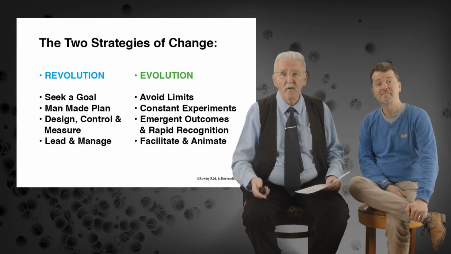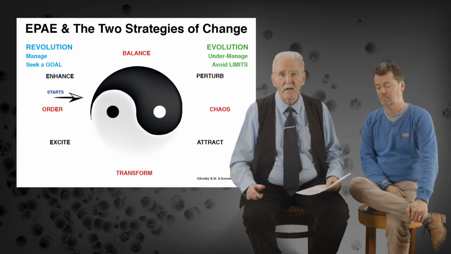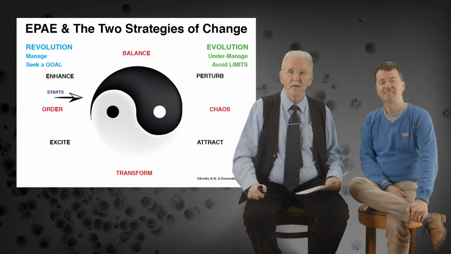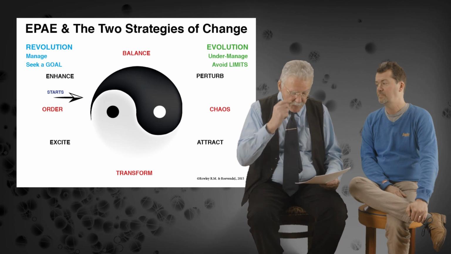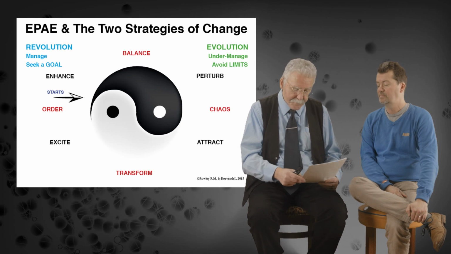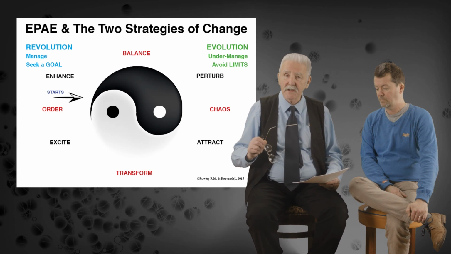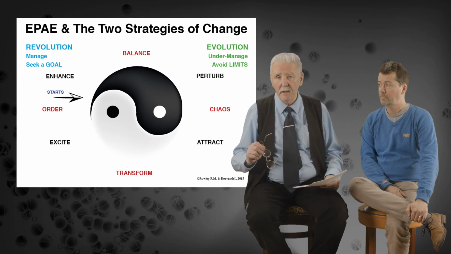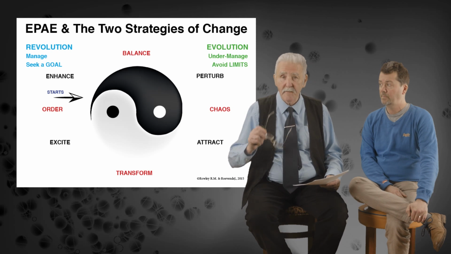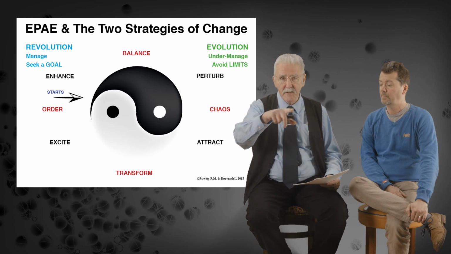Okay, so revolution, evolution, how do they fit in with our change model, enhance, perturb, attract, excite? Well, there you can see. Revolution on the left is basically your top-down system. The man-made system in blue. Manage and seek goals, and on the right, evolution, you undermanage, and it's about avoiding limits. So there we can see them in context of the transformational process.